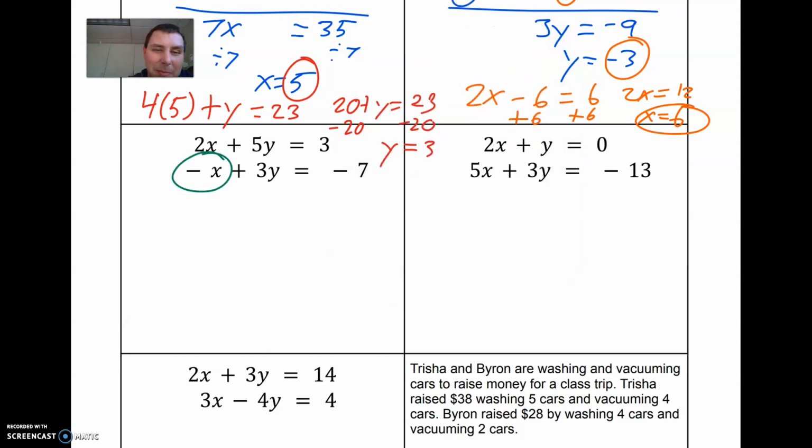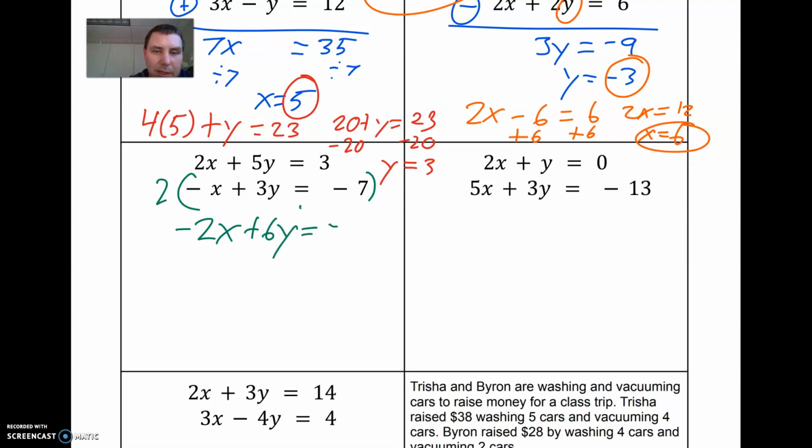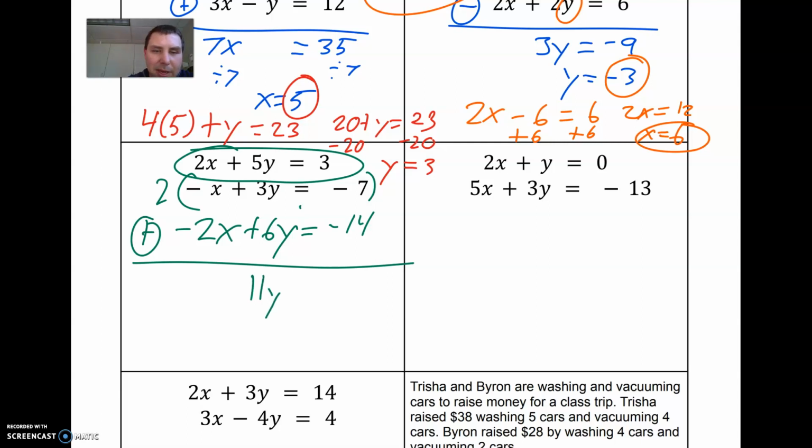I want this to be negative 2x, because if it is, then I can add them together. So what I'm going to choose to do is multiply this bottom equation by 2. So then now I get negative 2x plus 6y equal to negative 14. And now if I add the top equation here that I just circled with what I just created, you get 2x plus negative 2x, that's 0. 5y plus 6y, which is 11y. 3 plus negative 14, which is negative 11. And now I can divide it by 11 and get y is equal to negative 1.